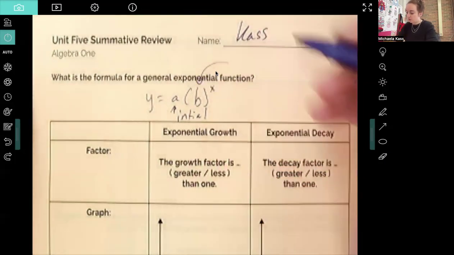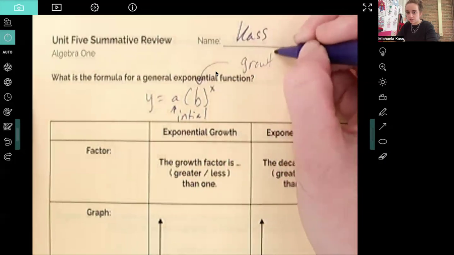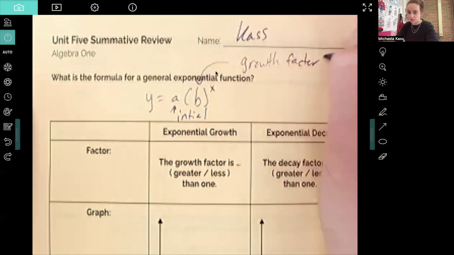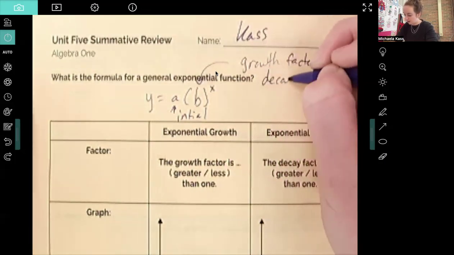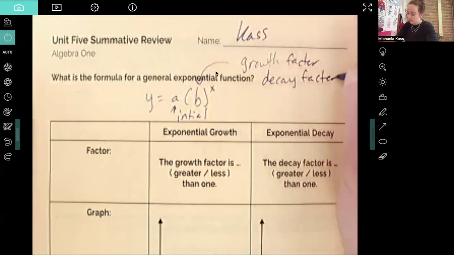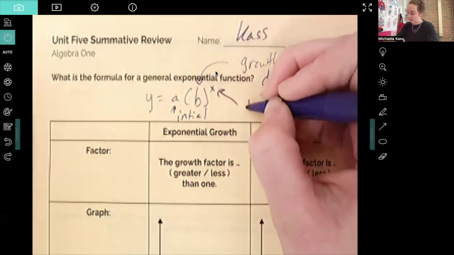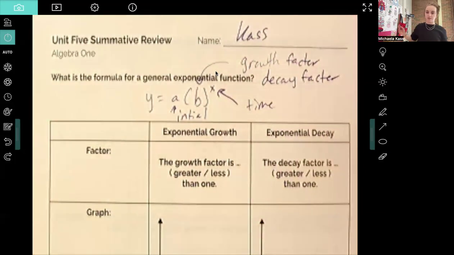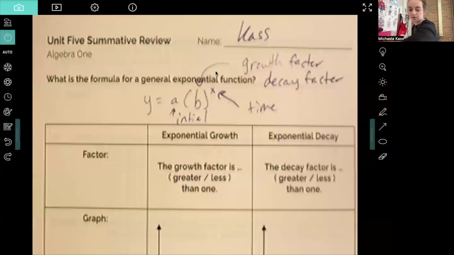B is going to represent either our growth factor, so something that's continuously growing, or our decay factor. And X represents our time. So 5 years, 2 months, some form of time. All right. Trying to make that a little clearer for you guys.